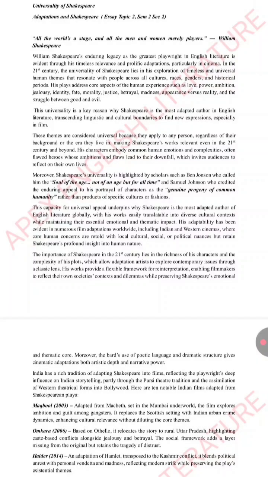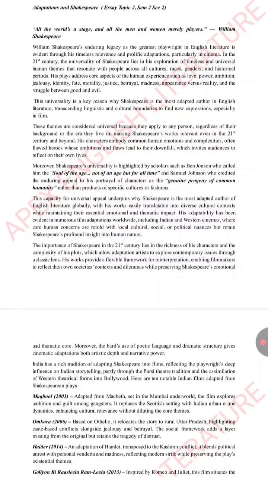These themes are considered universal because they apply to any person, regardless of their background or the era they live in, making Shakespeare's works relevant even in the 21st century and beyond. His characters embody common human emotions and complexities, often flawed heroes whose ambitions and flaws lead to their downfall, which invites the audience to reflect on their own lives.